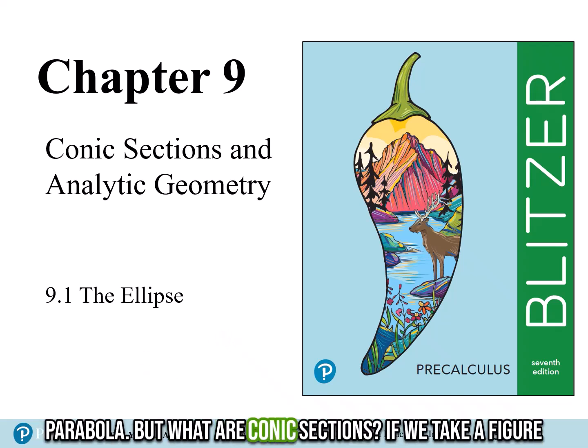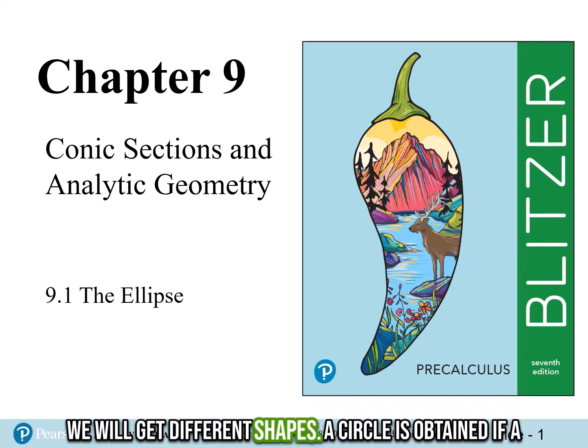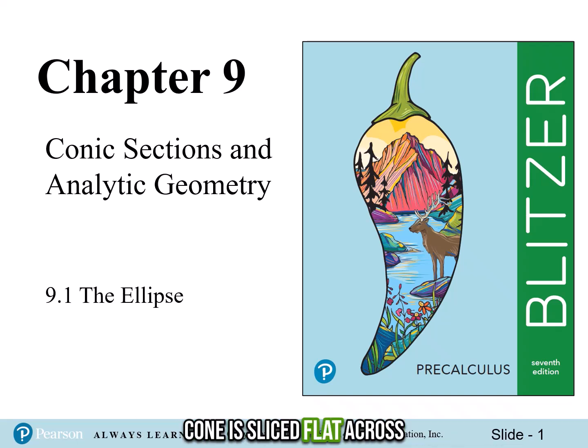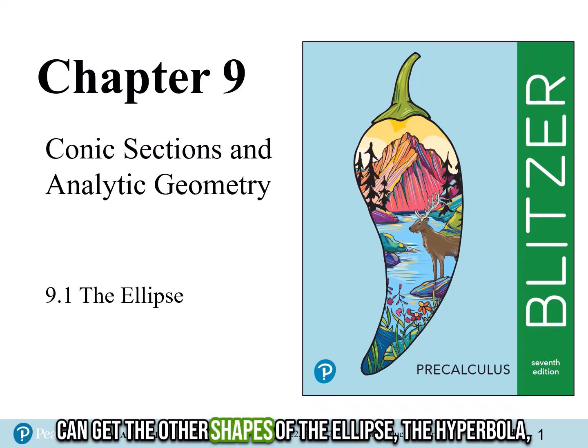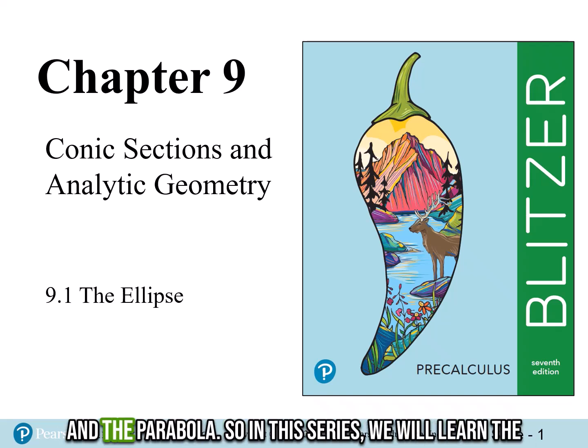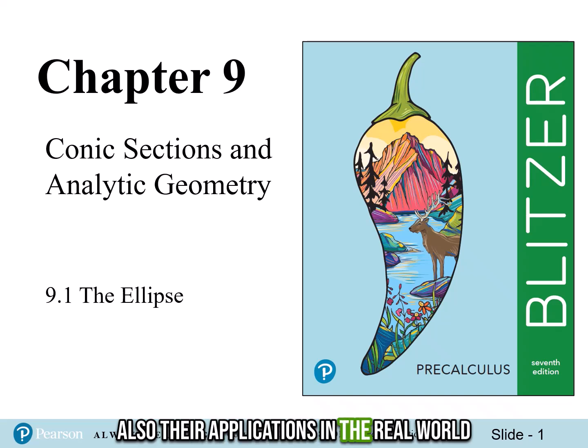But what are conic sections? If we take a figure shaped as a cone and slice through it at different angles, we will get different shapes. A circle is obtained if a cone is sliced flat across. Depending on the angle at which the cone is sliced, we can get the other shapes of the ellipse, the hyperbola, and the parabola. So in this series, we will learn the mathematics, the properties of each of these shapes, and also their applications in the real world.